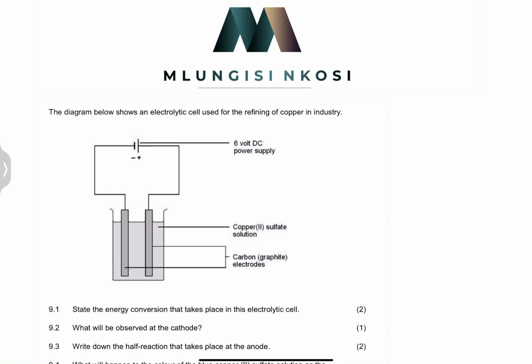Now let's get right into the question. They say to us, we've got the diagram below shows an electrolytic cell used for the refining of copper in industry. So the first question there.